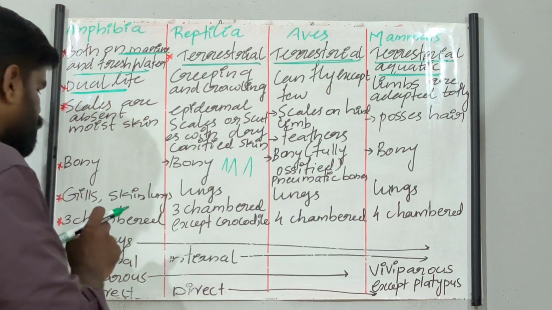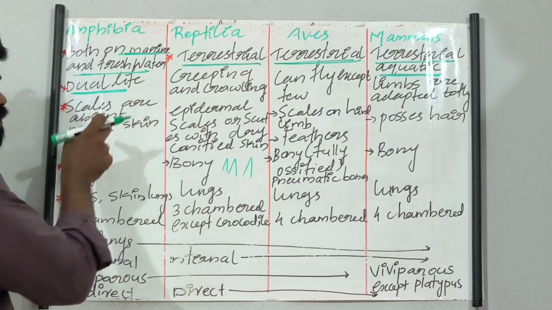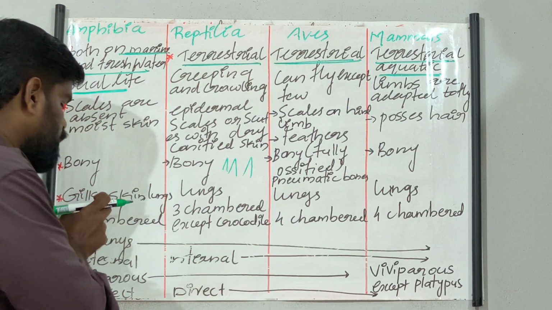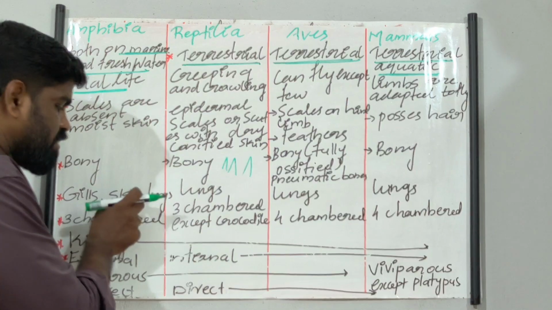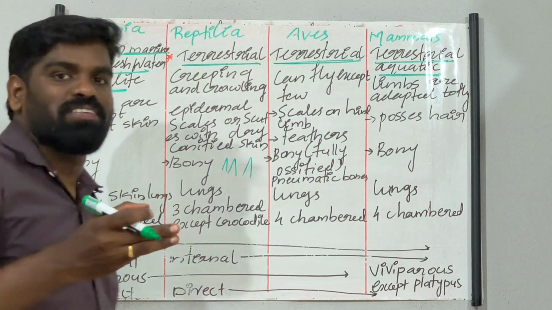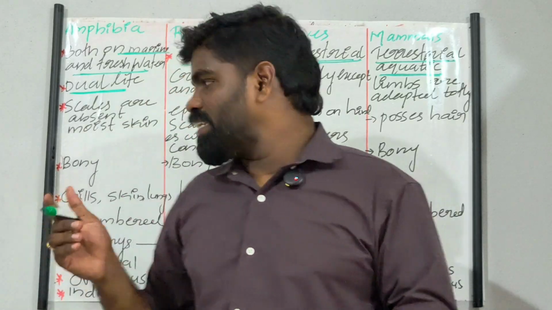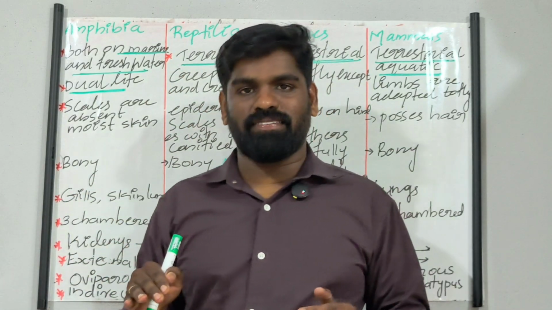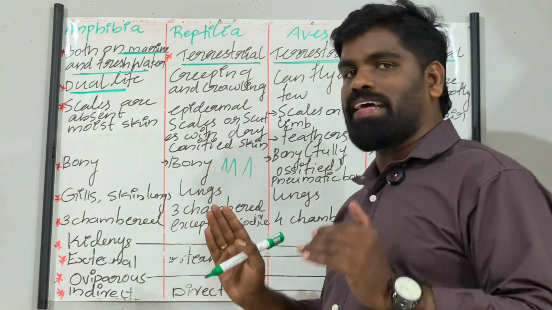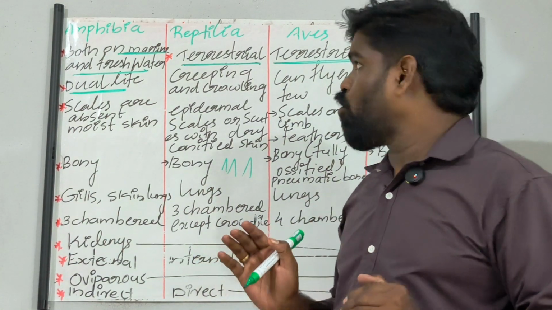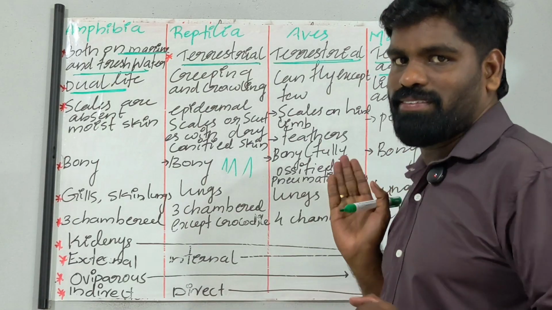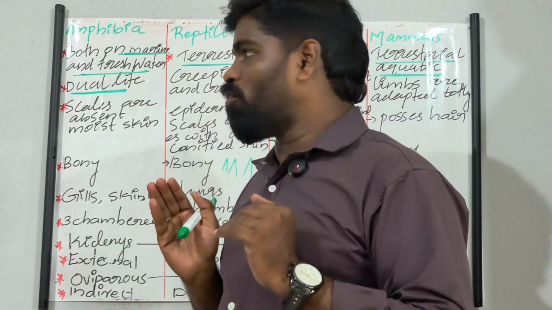Okay. Now, in case of amphibia, respiration takes place either through gills, skin or lungs. Respiration is through gills in the larval stage, then skin and lungs in the adult stage. Then in case of reptilia, lungs act as a respiratory organ. Aves also have lungs, mammals also have lungs as a respiratory organ.